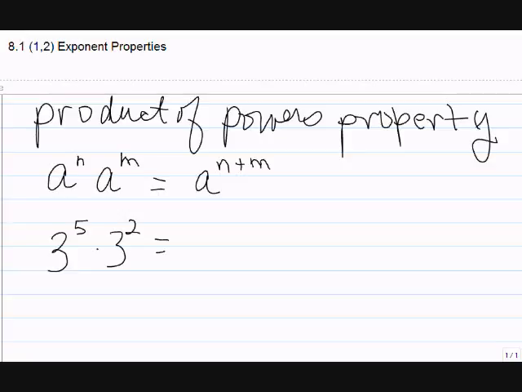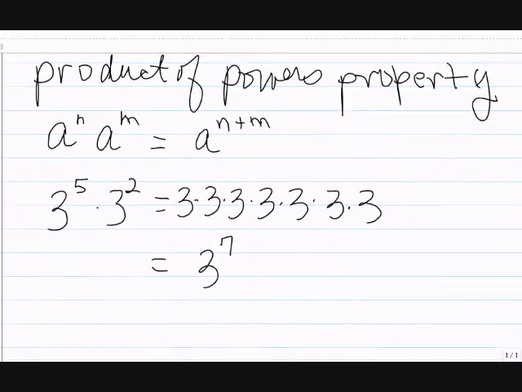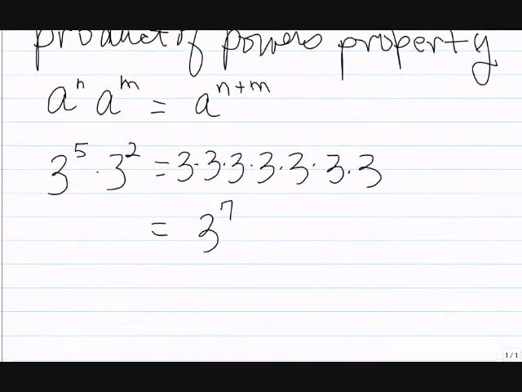I'm just going to demonstrate a few times why it works, but of course you don't have to do this full demonstration like I'm going to do. 3 to the 5th power is 3 times 3 times 3 times 3 times 3. 3 squared is 3 times 3. So that's 3 to the 1, 2, 3, 4, 5, 6, 7th power. I didn't have to write out all those 3's. If I just add 5 plus 2, I'll get that 7th power. Okay? Yeah, this is stuff from elementary school.